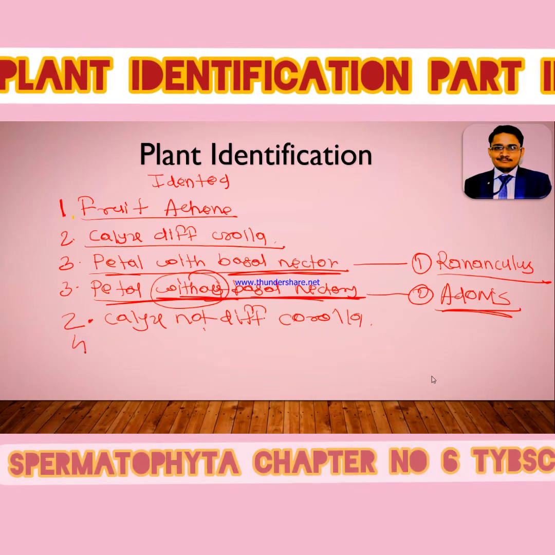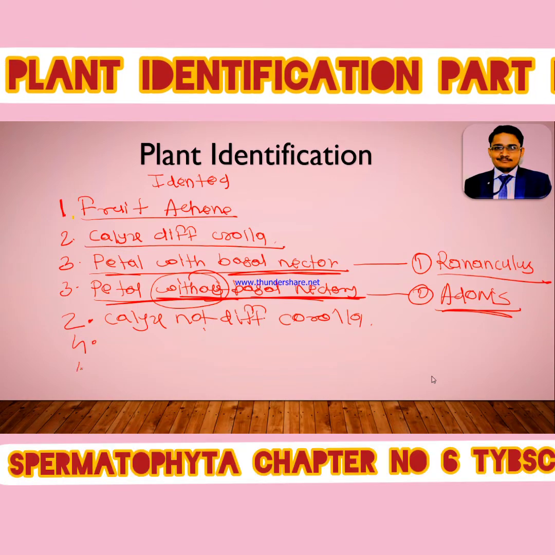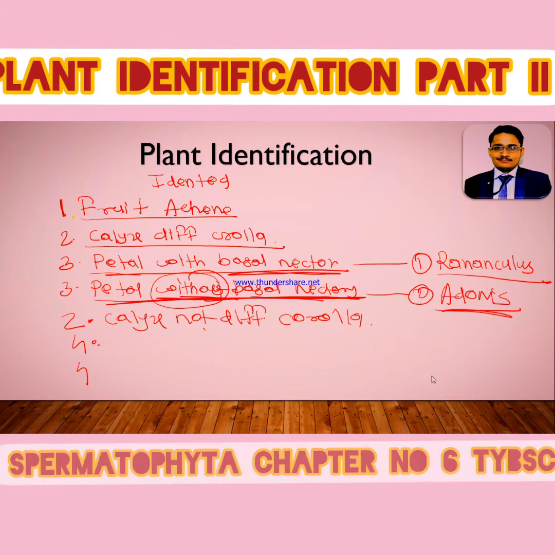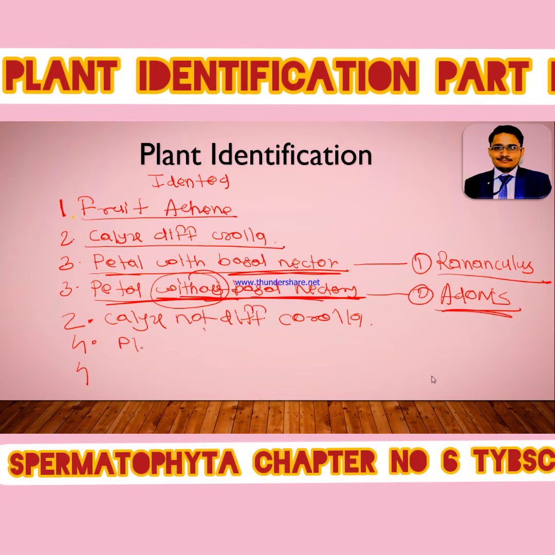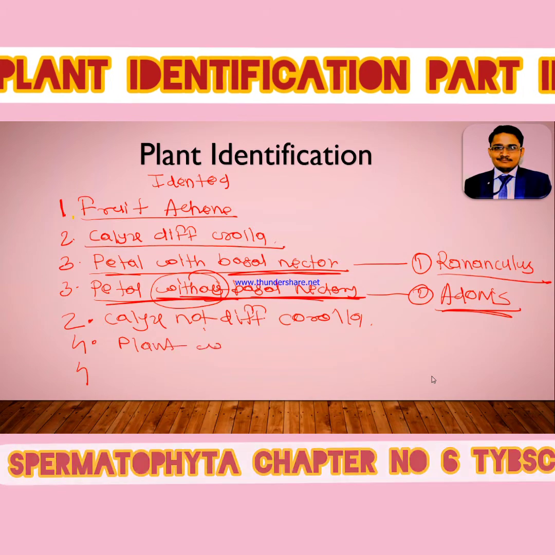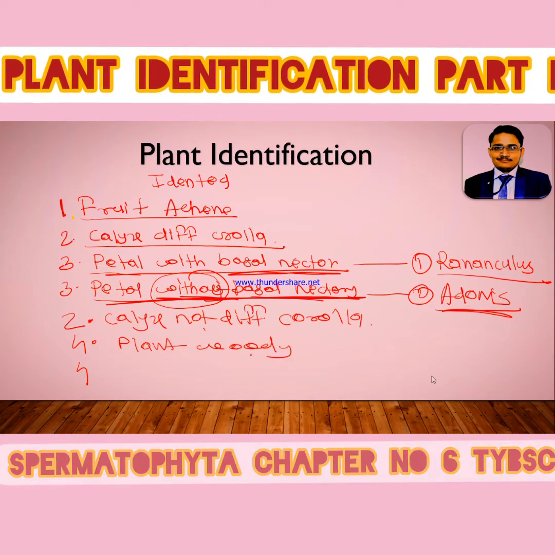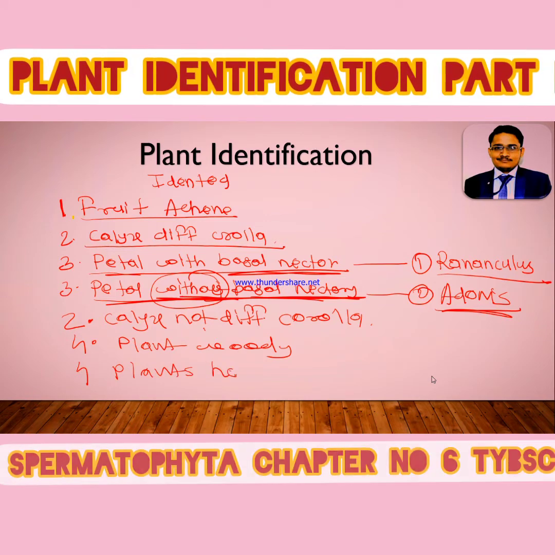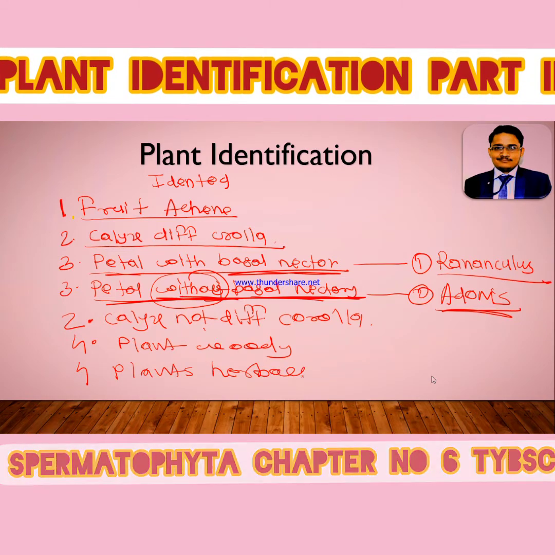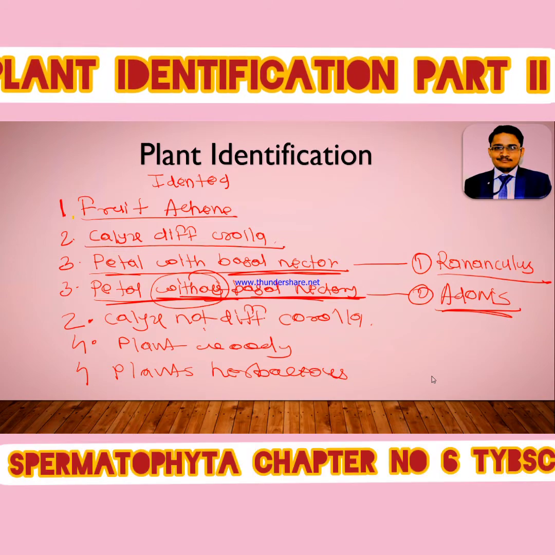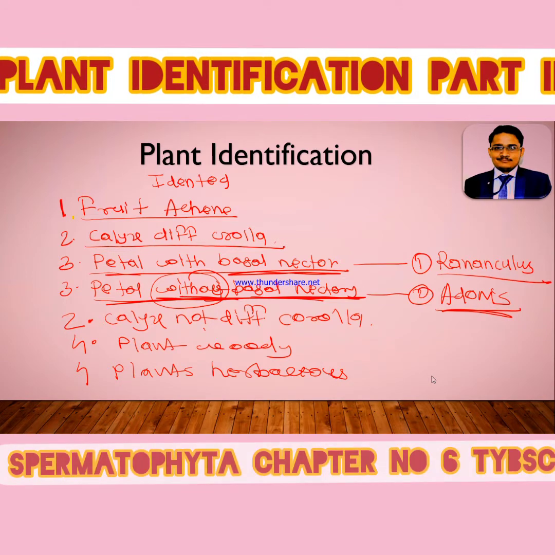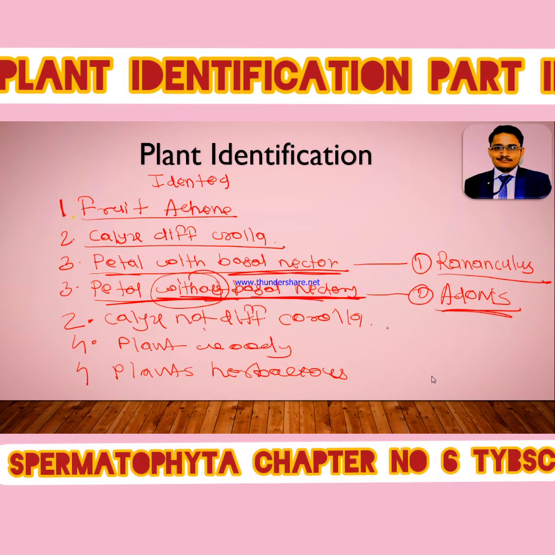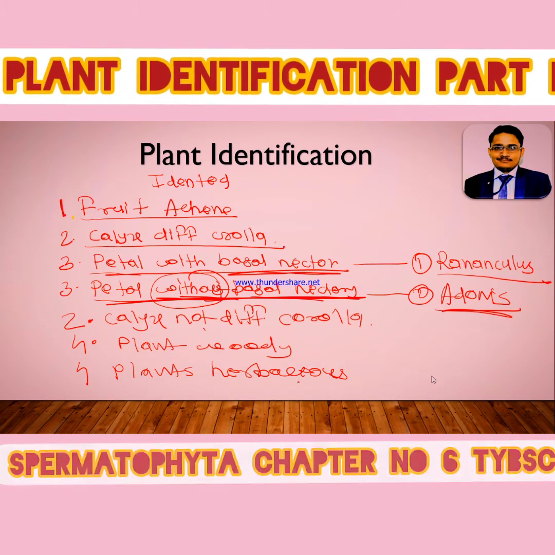Then go to character number 4. There are two characters under number 4. First, plants are woody. Second, plants are herbaceous. If the calyx is not differentiated from the corolla, then they exhibit two characters: plants are woody and plants are herbaceous.